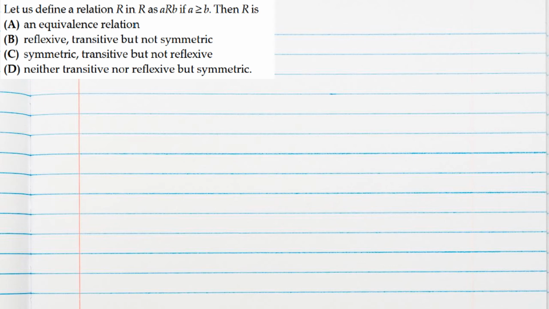Next question: let us define a relation R in a set as A related to B if A is greater than or equal to B. Now for reflexive, A is greater than or equal to A, so it is reflexive. Not reflexive is given in options C and D, so C and D cannot come.